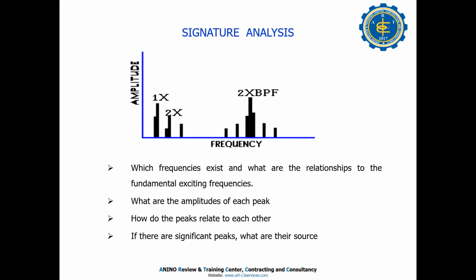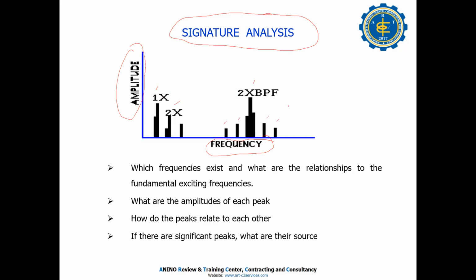Okay, so we can start the signature analysis. This is very important because all problems will be based on the signature of the equipment. This is the amplitude and this is the frequency. This is 1x, 2x, 2 times blade pass frequency. These are the sidebands.